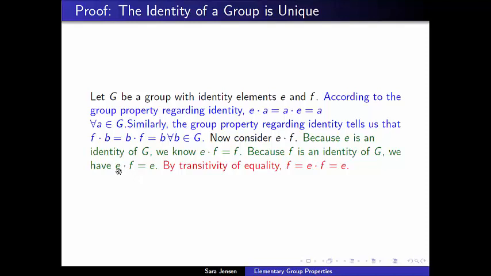When we combine any element of the group with the identity, we should get that element back. So on the one hand, E dot F is equal to F. On the other hand, E dot F is equal to E, and here we are at the end of the proof. By transitivity of equality, F is equal to E.